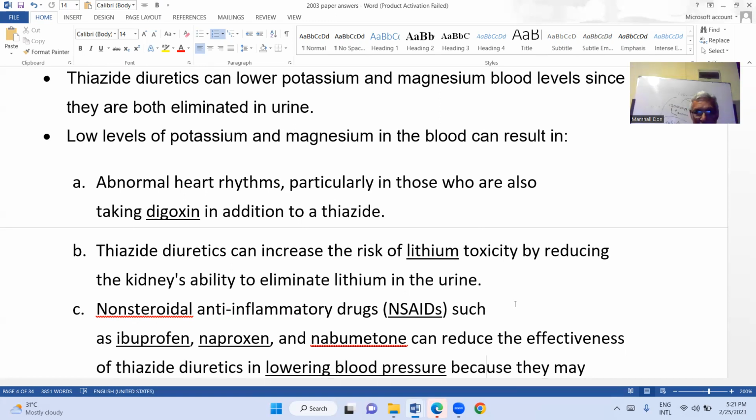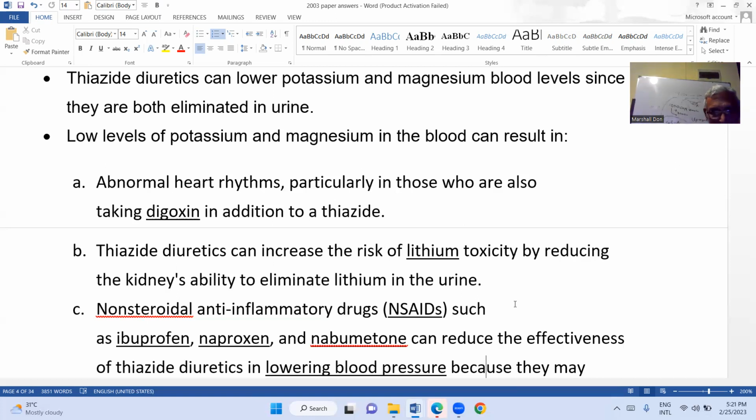Thiazide diuretics can increase the risk of lithium toxicity. Lithium අයින් වෙන එක අඩු වෙනවා, kidney side. Lithium narrow spectrum antipsychotic එකක්. ඉතින් lithium release වෙන එක අඩු වෙනවා, thiazide diuretic වලට toxicity වලට යන්න පුළුවන්.